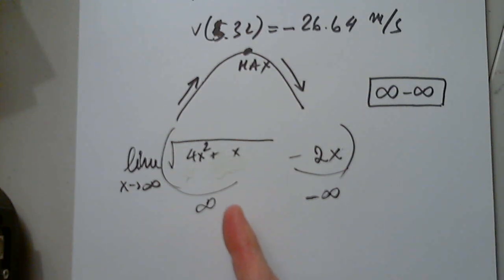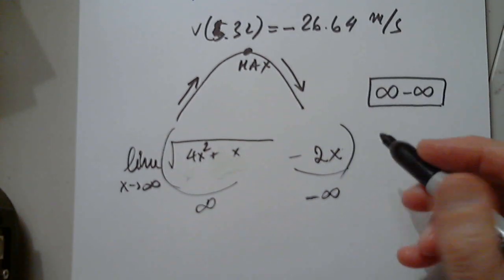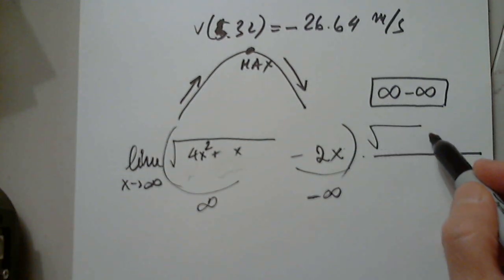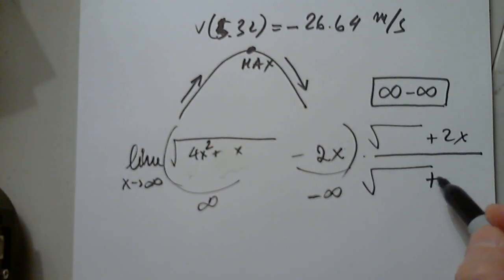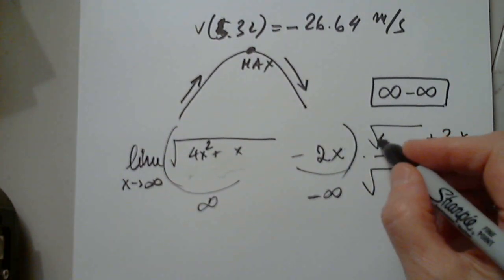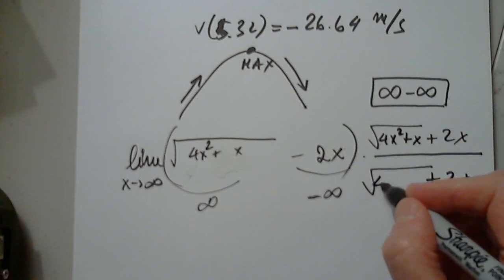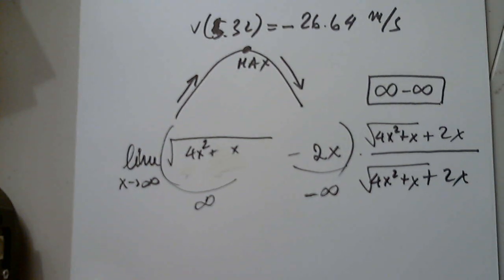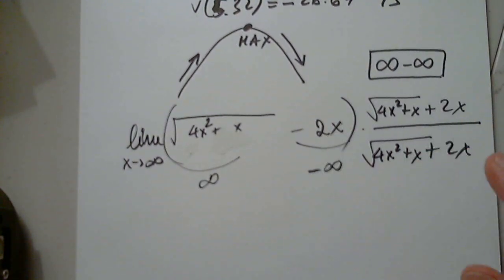So in this situation, you cannot apply L'Hopital's rule. We learned this way before L'Hopital's rule, and we have to rationalize with plus. The square root plus 2x and the square root plus 2x. So 4x squared plus x, 4x squared plus x. So when I rationalize, I have a minus b times a plus b.